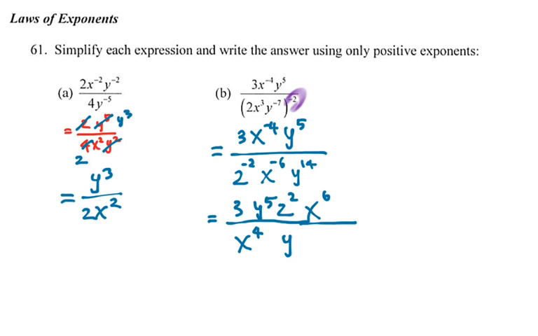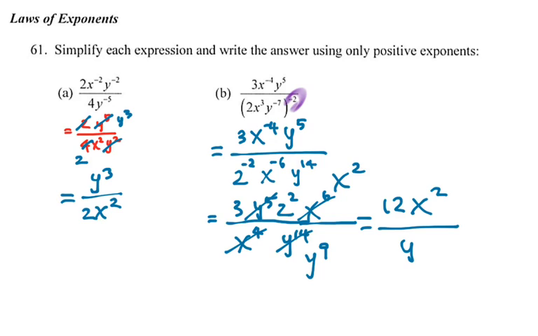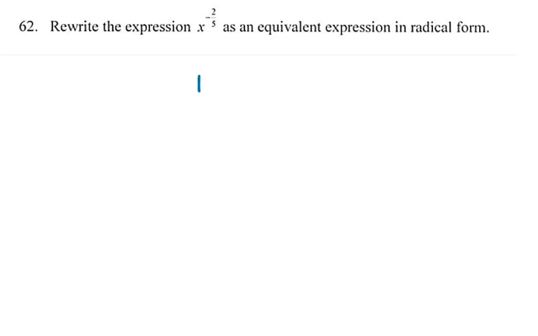X to the 6th power moves up to the numerator, and then lastly we have y to the 14th power. So once you simplify them, 3 times 2 squared becomes 12. X to the 4th and then x to the 6th power cancel out, becomes x squared. Y to the 5th divided by y to the 14th, in fact, gives us y to the 9th power on the bottom. So we end up getting 12x squared over y to the 9th power. Alright, let's look at number 62.